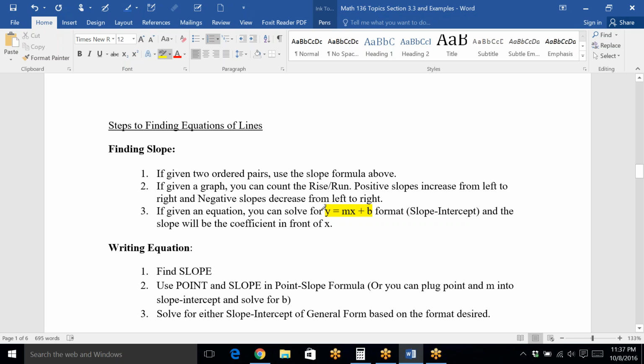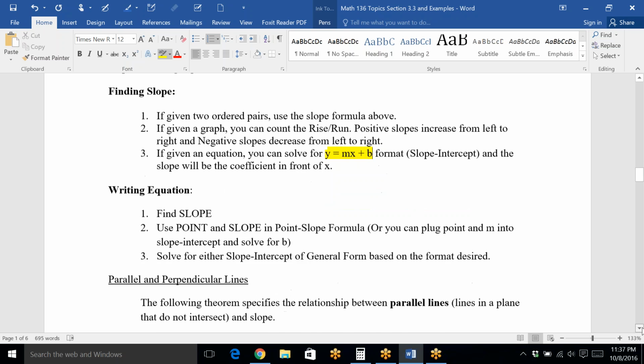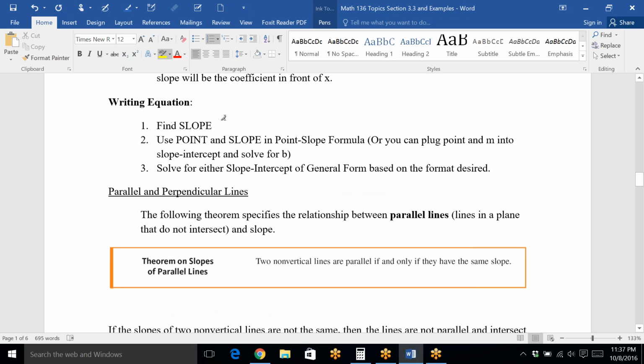It is not true that you can just grab whatever number's in front of x unless you're in this format. If you want to write an equation, you do the following 3 steps. You find the slope. Sometimes it's given to you. Sometimes you have to find it. You use point and slope into the point slope formula. You could also plug into y equals mx plus b, but this seems to be a little bit more usable. And then you either put it into slope intercept or general form based on the directions.